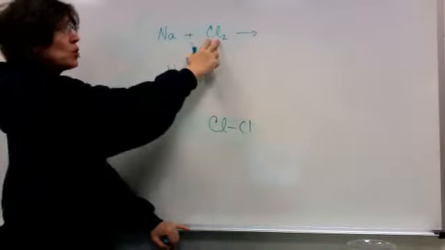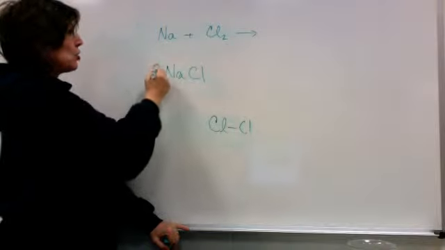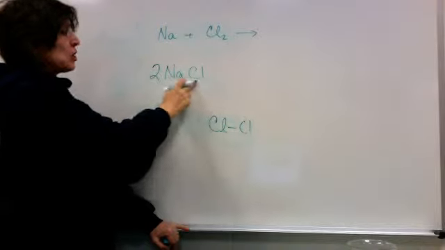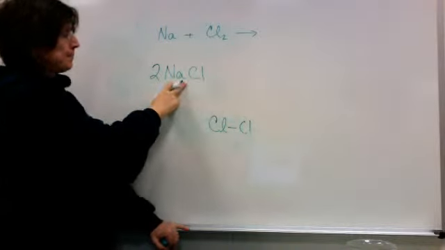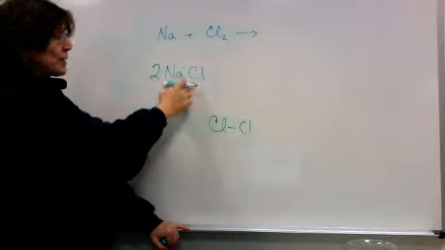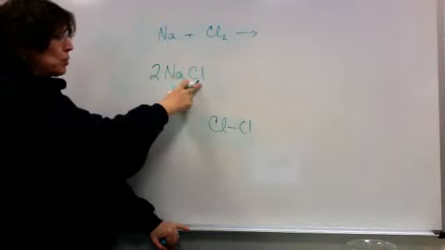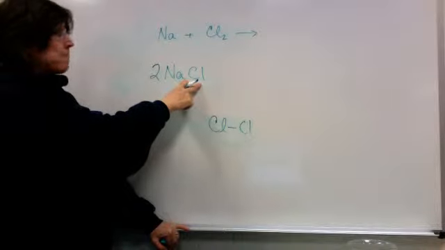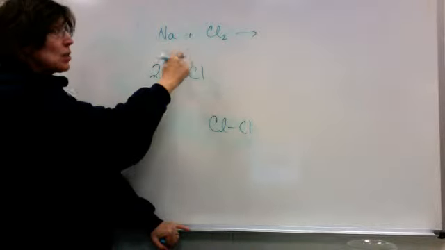Okay, so since I start with 2 chlorine atoms here, I'm going to put a 2 in front of this sodium chloride particle. And then I have 2 sodiums and 2 chlorines. I just have 2 particles of sodium chloride. Okay, that's allowed. And it makes the chlorines balance out.